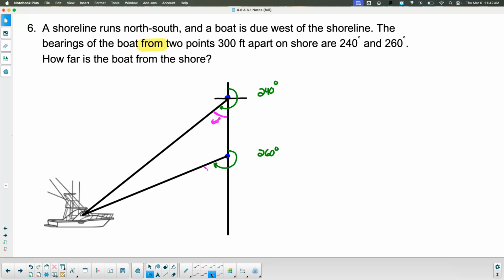How big of an angle is that angle? I didn't really get dotted there, because it's not inside my triangle. How big of an angle is that one? That's 80. Which means this angle here is 100 degrees, which means the angle to the ship is 20 degrees down here.